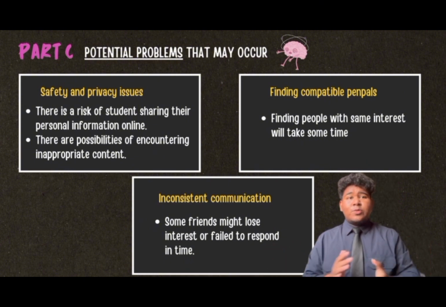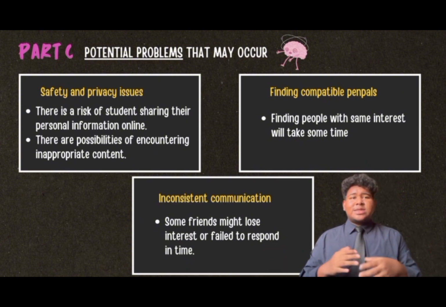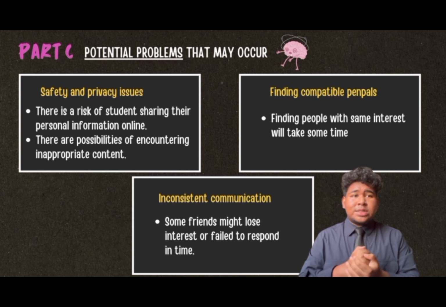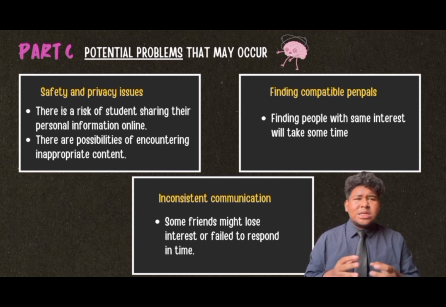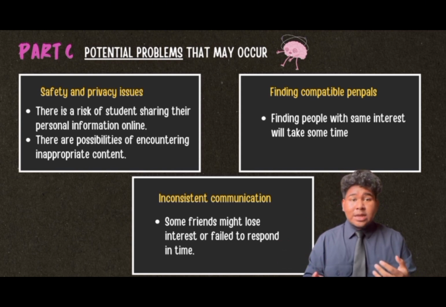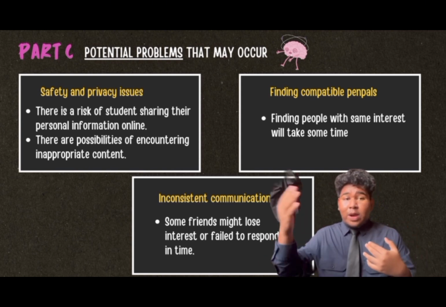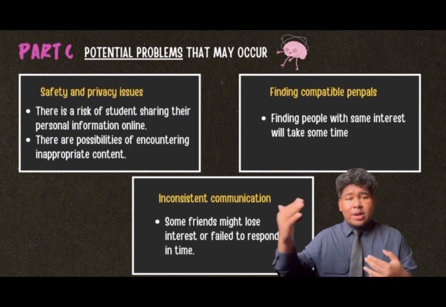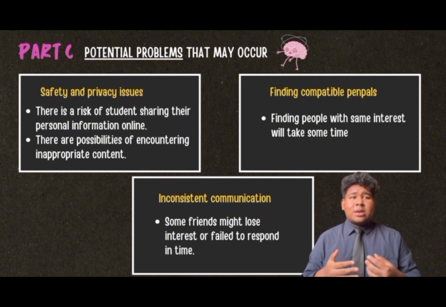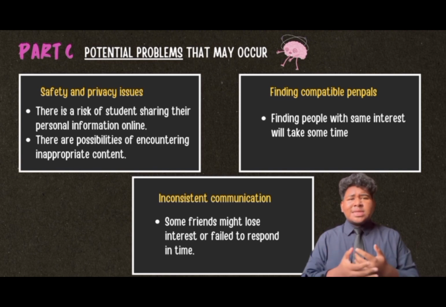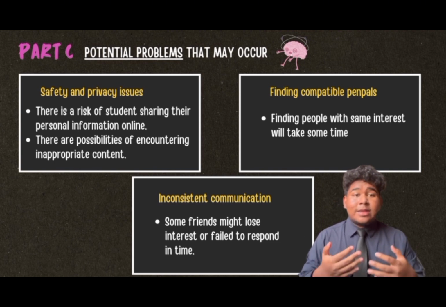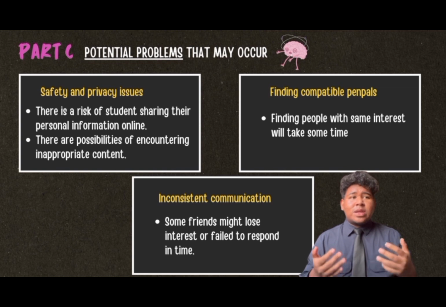The third problem would be inconsistent communication. Some friends might lose interest or fail to respond in time. Our friends in this application may be from another part of the world. For example, they might be from Western countries, America, UK or something. Also, that would mean they would have a different time zone than us. Our night time might be their daytime and vice versa. They may also not have interest or any topic to talk with us. That might be another reason.